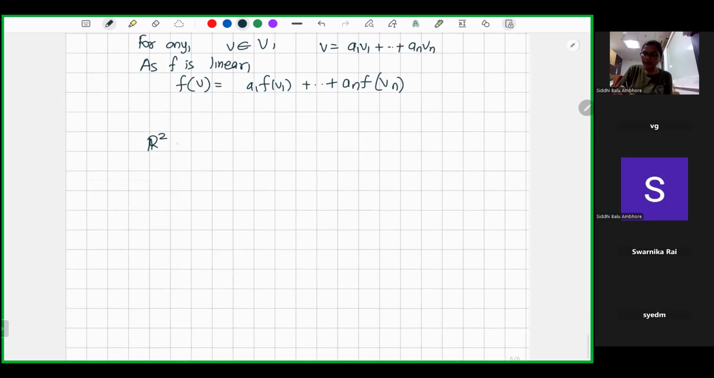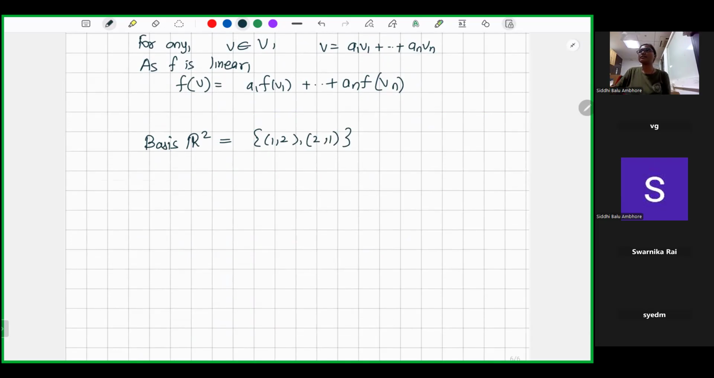So for R2, we can have this basis (1, 2), (2, 1), right? Basis of R2, I can take. It's not compulsory that we have to take these two, but since these two are easier to deal with, I will take them. This is a basis of R2.